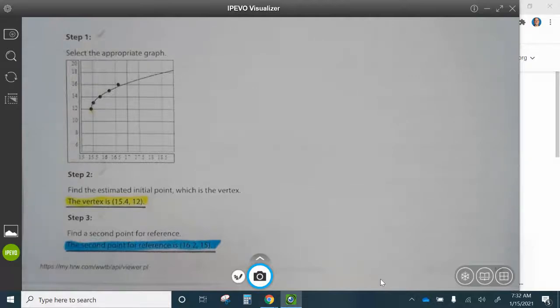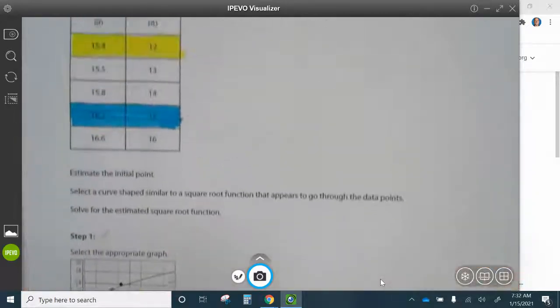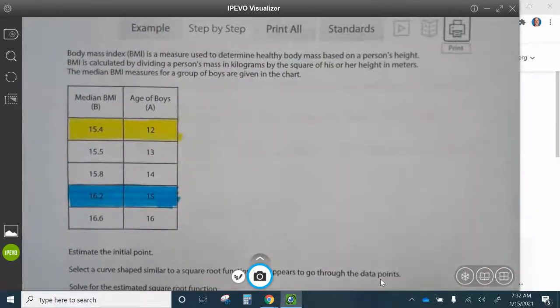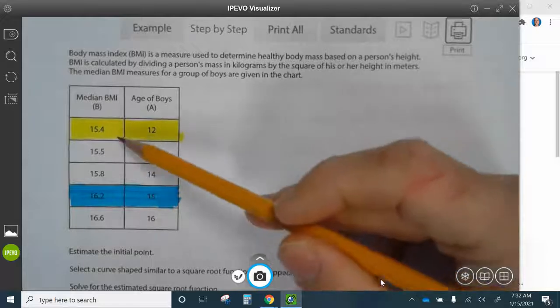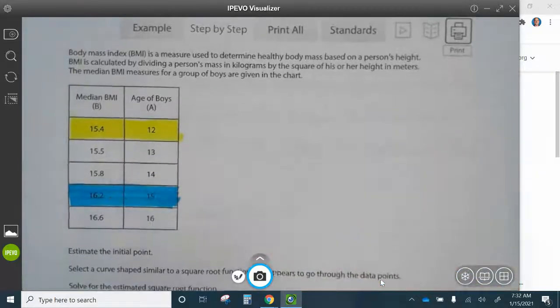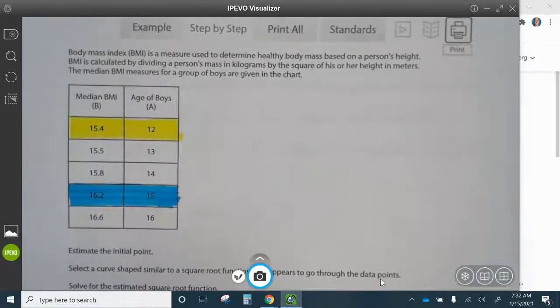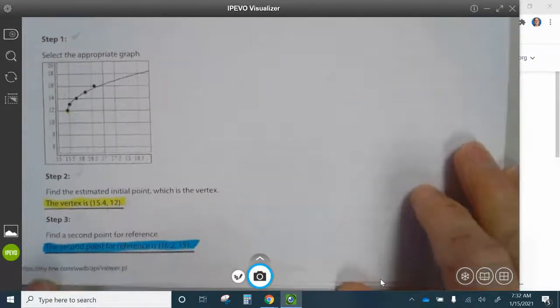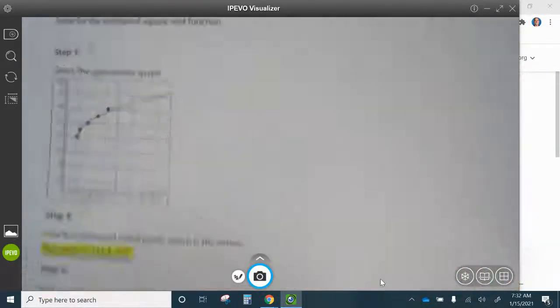Step 3, find the second point for reference. The second point of reference is 16.2, 15. Now I want to point out that when you're doing the assignment, for your second point they want the 1, 2, 3, 4, fourth point in the table. So there's your vertex and the second point.